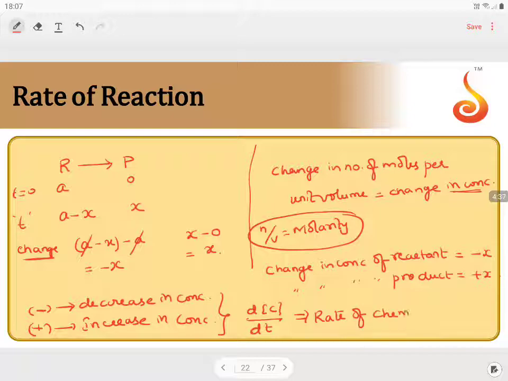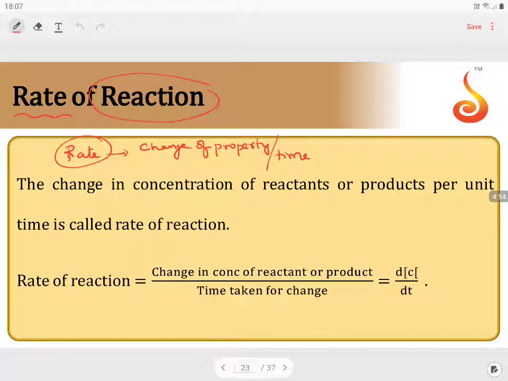I can say this with respect to reactant. You can see the change with the reactant is equal to the change with respect to product, irrespective of the sign. The sign can be positive or negative, but the magnitude of the change remains constant, and that decides your rate of reaction. The change in the concentration of reactants or products per unit time is called the rate of chemical reaction.